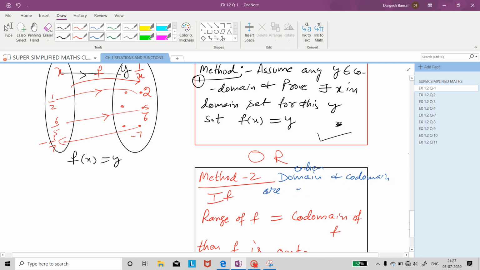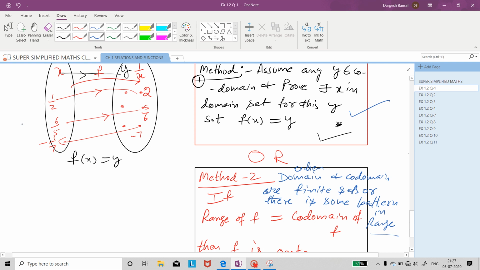are finite sets or there is some pattern observable in the range, then you use method 2. When domain and codomain are finite sets or there is some pattern observable in the range, then you use method 2. And when there is no pattern, the set is infinite and the things are not very clear, in that case you are going to use method 1.